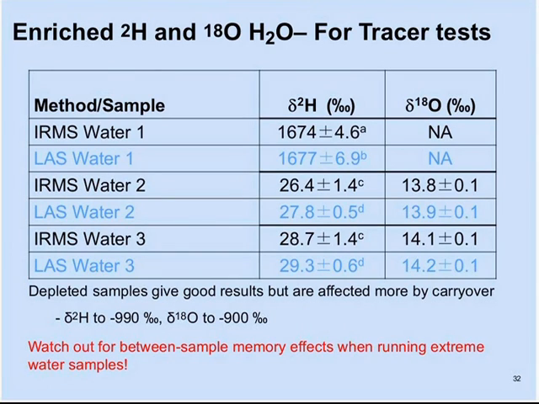This just shows some other enriched samples that were run for both O18 and deuterium in the laboratory here, well outside the range of natural waters. But again, comparing the laser and the IRMS results, we see remarkably good agreement on clean waters. Of course, if you go the tracer route, you really have to watch out for between-sample memory effect, because if you have a change of 1,400 per mil between a spike and a natural water sample, even 1% carryover or 0.5% carryover is going to have a huge effect.